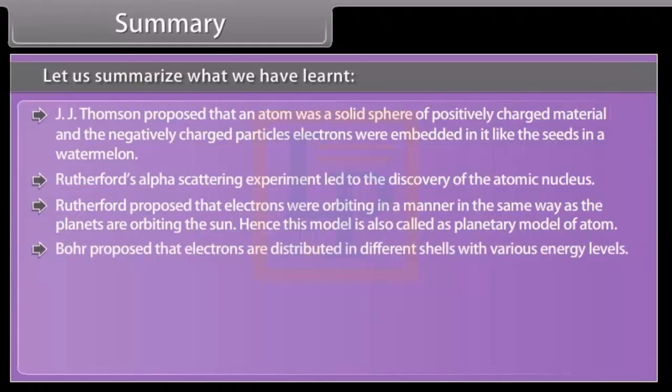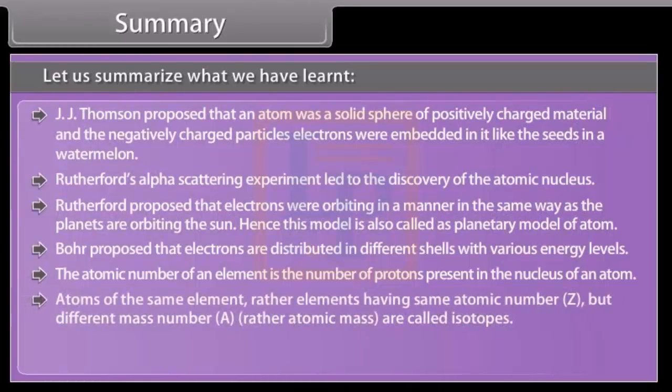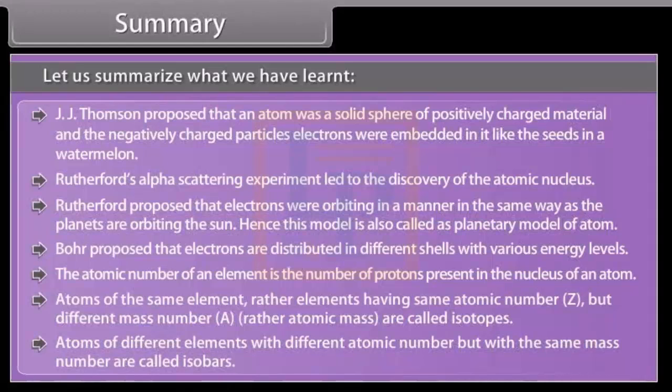Bohr proposed that electrons are distributed in different shells with various energy levels. The atomic number of an element is the number of protons present in the nucleus of an atom. Atoms of the same element, or rather elements having the same atomic number Z but different mass number A, or rather atomic mass, are called isotopes. Atoms of different elements with different atomic numbers but with the same mass number are called isobars.